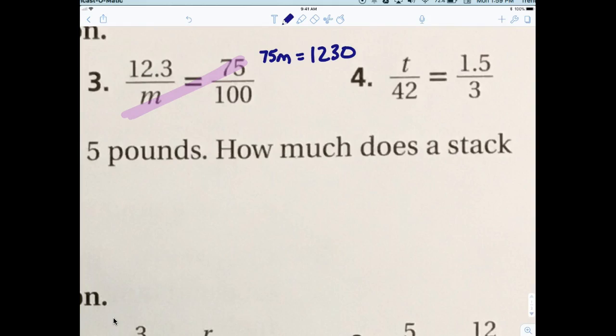So when I divide, what do I get? 16.4. Somebody said 16.4, but that was Jack, so we need to check his work. 1230 divided by 75. Does anybody agree with that? I got 16.4. All right, so we know it's right. Everybody happy? Do you have to make it in decimal form? No, it's okay to leave it in decimal form because the answer's in decimal. The question's in decimals. So it's okay. Is that good?